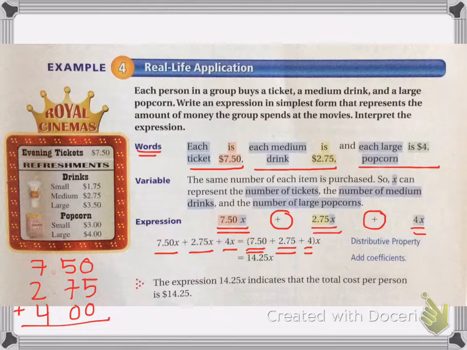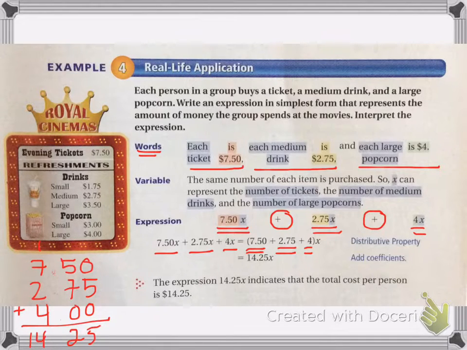So 0 plus 5 plus 0 is 5. 5 plus 7 is 12. Carry my 1. And then that is 9, 10, 14. 14.25. So each person would be spending $14.25.